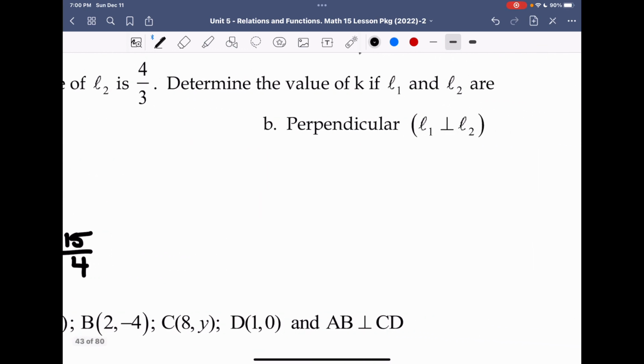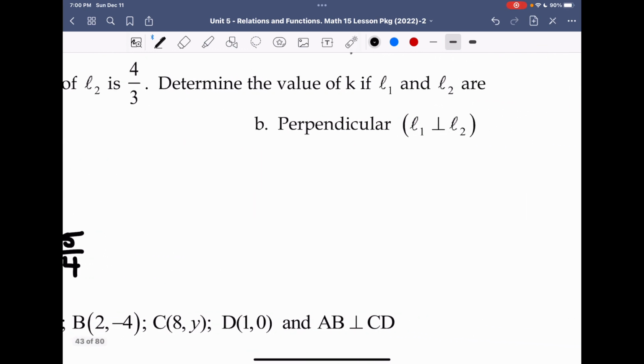What if I want perpendicular line segments? Well, I know perpendicular line segments mean that the slope of L1 would be equivalent to negative 1 over the slope of L2, or the negative reciprocal of the slope.